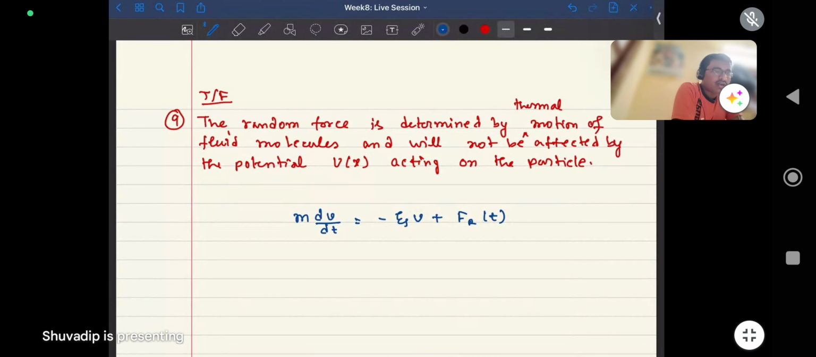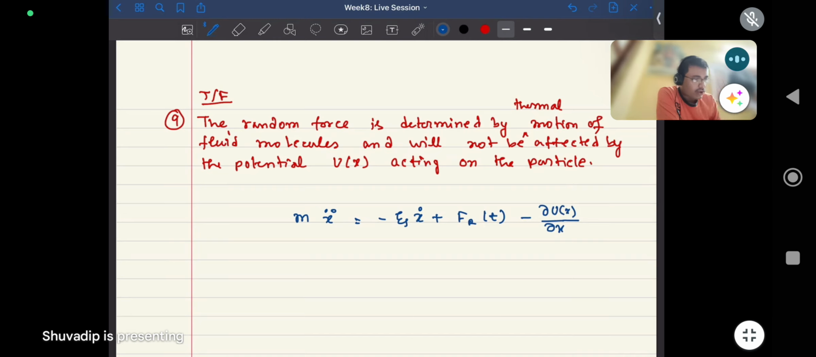But this f(t) is not dependent on that potential. So -∂U/∂x gives you a force. If we want to write down the full equation, dv/dt is the double derivative of position, so m x double dot is equal to -ξ x dot minus ∂U/∂x, where U(x) is the potential and there will be a force due to that potential.